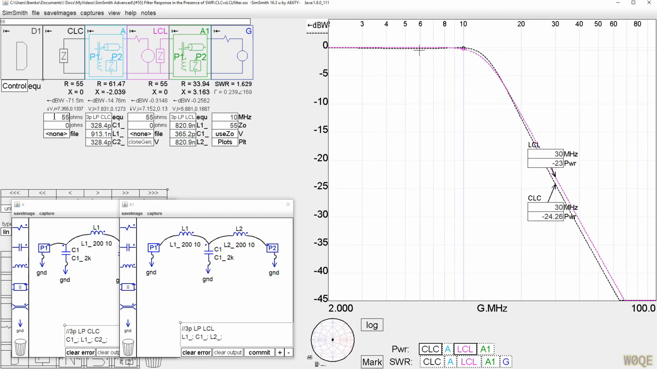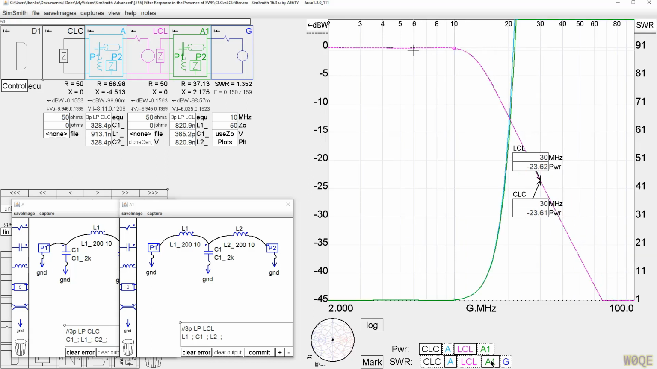We can see this also in SWR. If we plot the SWR of both filters, we see they almost line up. They don't quite line up here because the green one, which is the one with two inductors, has a little more loss in it than the one with one inductor. So we see just a little bit better SWR, but it's pretty negligible.